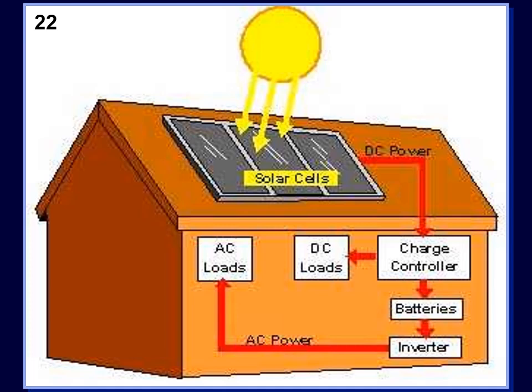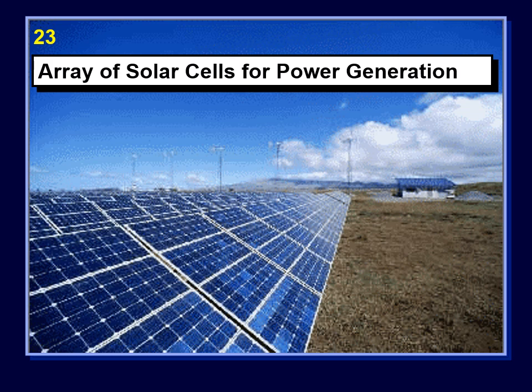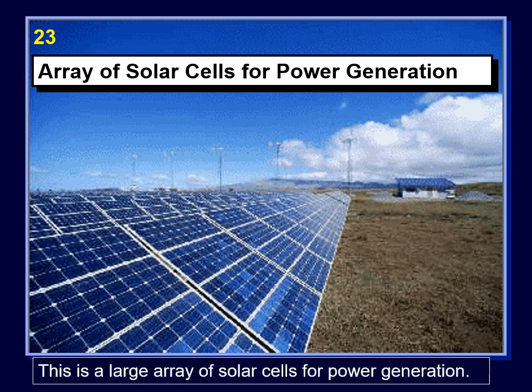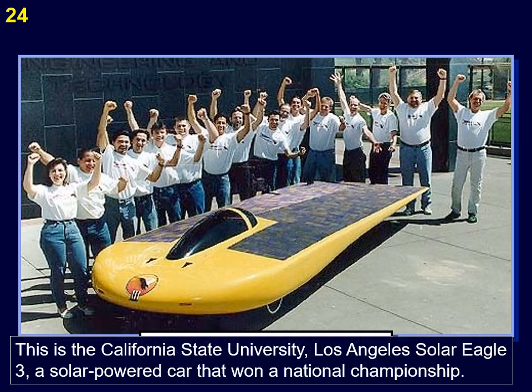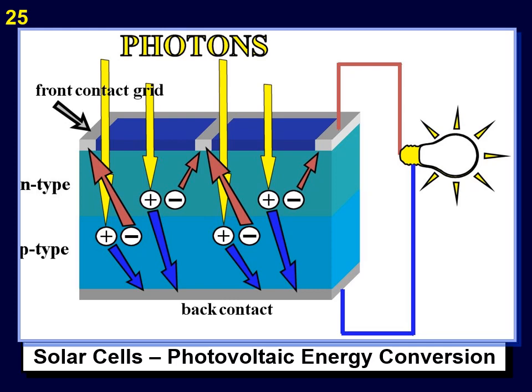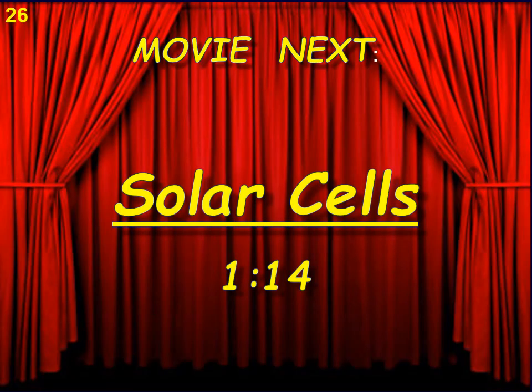This shows solar power generation for a house. This is a large array of solar cells for power generation. This is the California State University, Los Angeles Solar Eagle 3, a solar-powered car that won a national championship. Solar cells use photovoltaic energy conversion. Light energy from the sun in the form of photons in a material called a semiconductor, such as silicon, produces a flow of electricity. We will now have a video on solar cells.